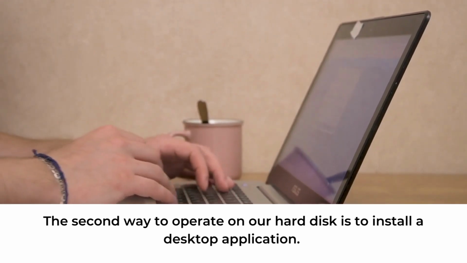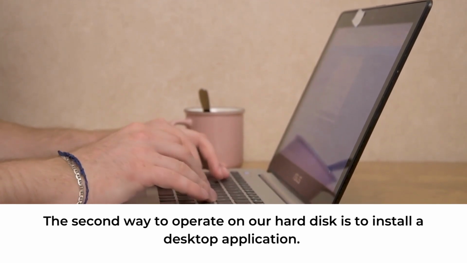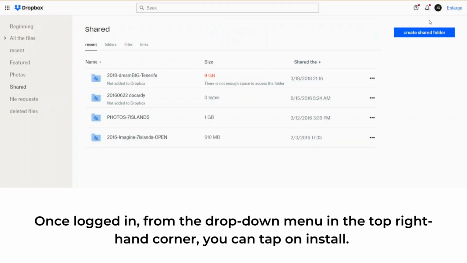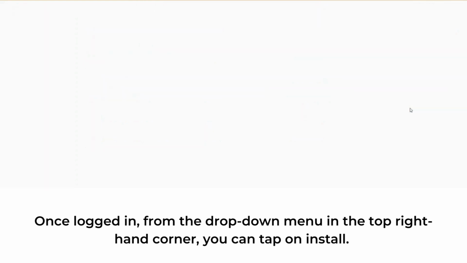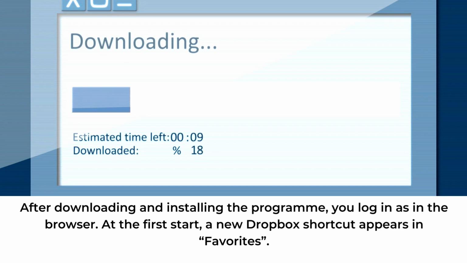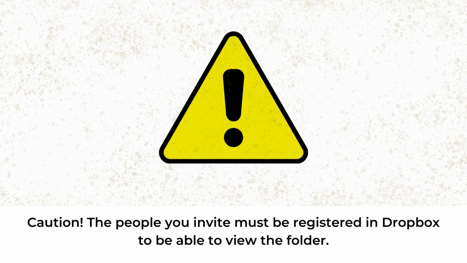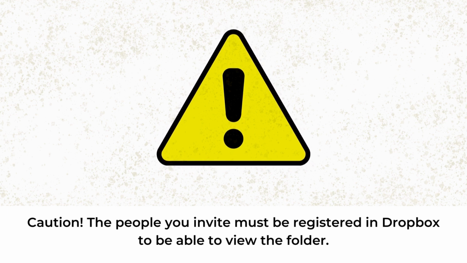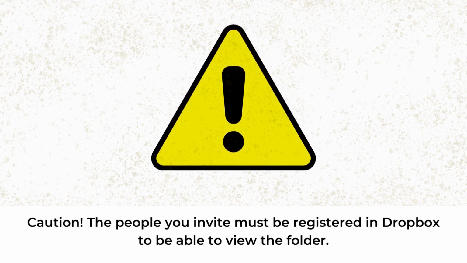The second way to operate on our hard disk is to install a desktop application. Once logged in, from the drop-down menu in the top right-hand corner, you can tap on Install. After downloading and installing the program, you log in as in the browser. At the first start, a new Dropbox shortcut appears in Favorites. Caution! The people you invite must be registered in Dropbox to be able to view the folder.